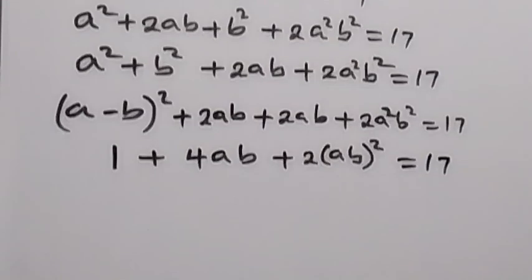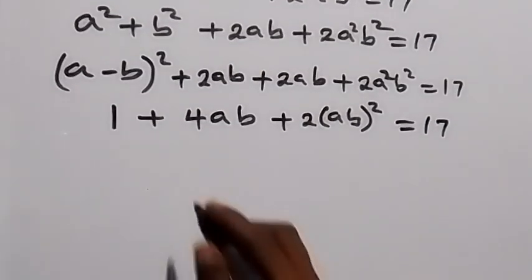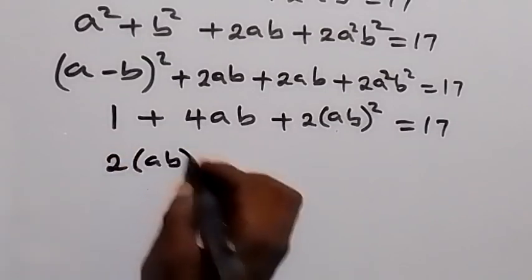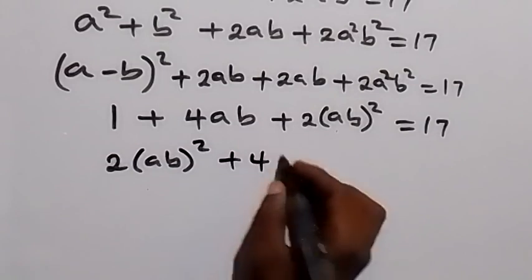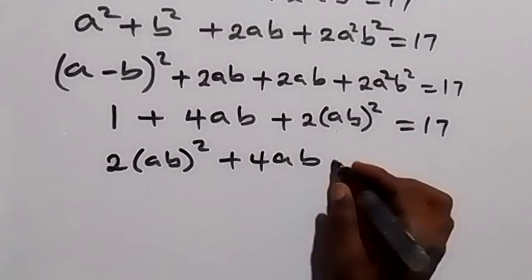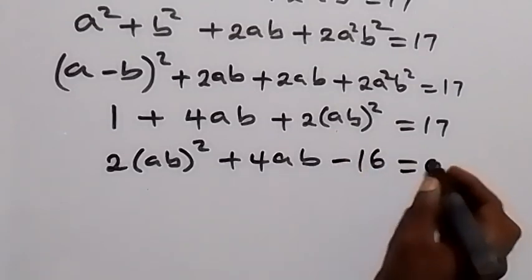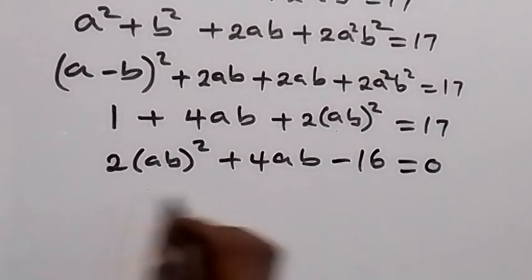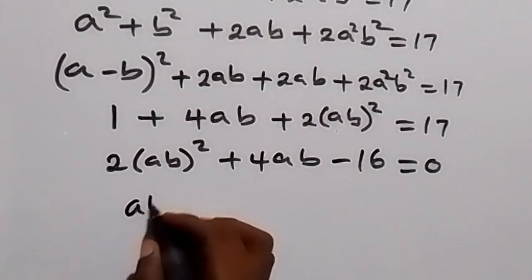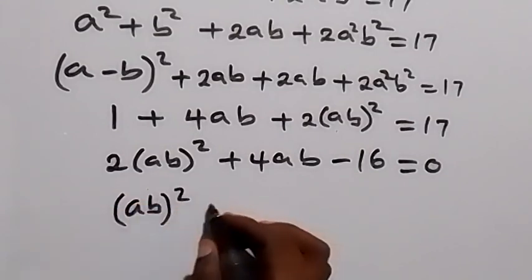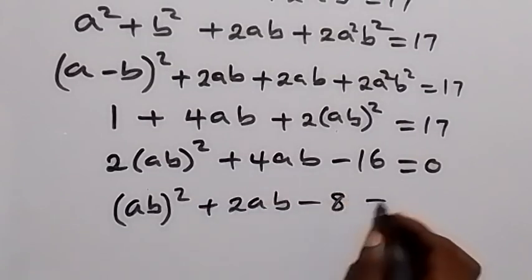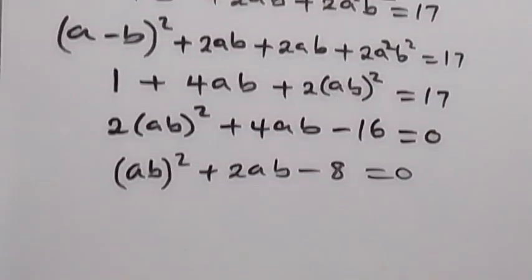Now let's form a quadratic equation in terms of ab. So when we write this first, we have 2ab squared, then plus 4ab, then take 17 here, it becomes minus. So 1 minus 17, that's minus 16, equals 0. Then we can divide through by 2 here. So divide this equation through by 2. What will be left here is ab squared, then plus 2ab minus 8 here, equals 0.